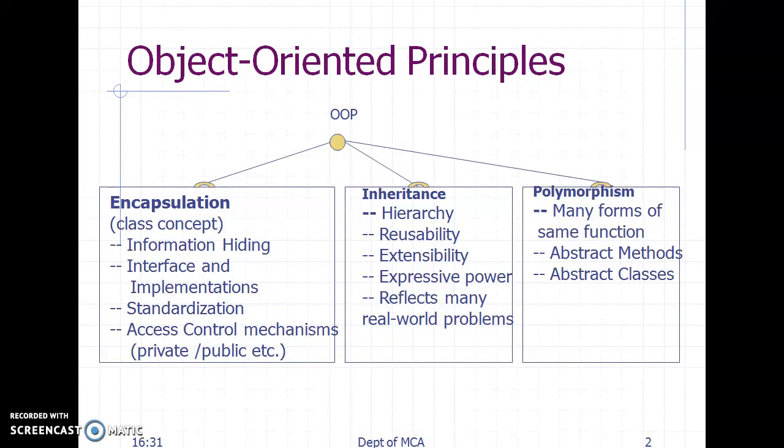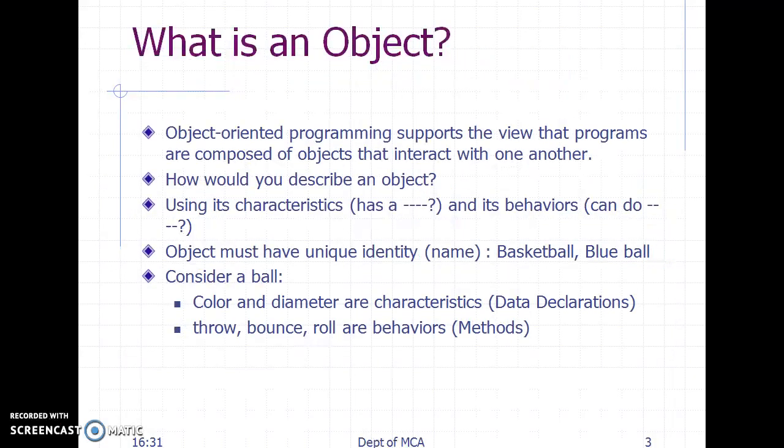Coming to encapsulation, we have information hiding, interface and implementation, standardization, and access control mechanisms. Coming to inheritance, we are discussing hierarchy, reusability, extensibility, expressive power, and reflecting many real-world problems. And coming to polymorphism, one form of the same function; abstract methods and abstract classes can be used under polymorphism.